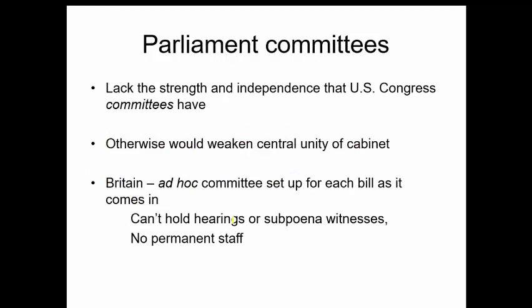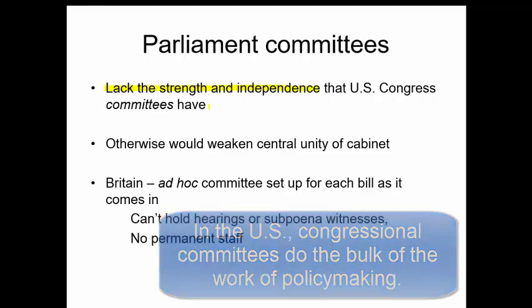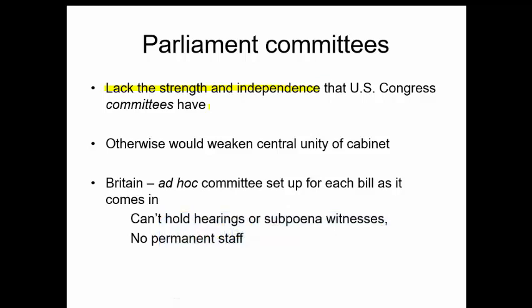Now, the committees in Parliament, this is another interesting contrast. The committees in Parliament do not have the strength or the independence that the U.S. Congress does. As we'll see in the next chapter, and we'll talk a little bit more about the legislative branch as well, the U.S. congressional committees have considerable power in shaping policy, fine-tuning it, honing it, getting it out into the chamber. As we said before, the vast majority of bills fail to even get out of committee. So there's a lot of work going on in the committees.